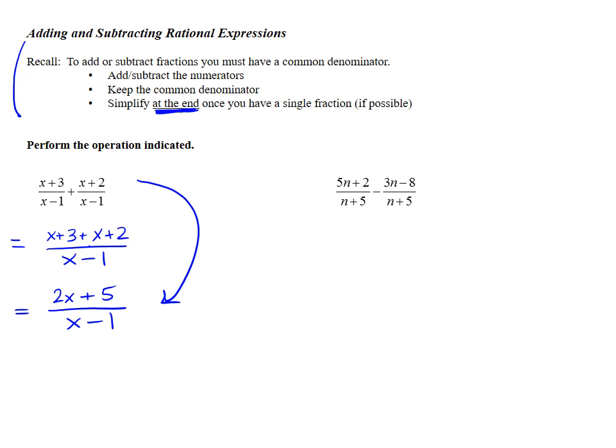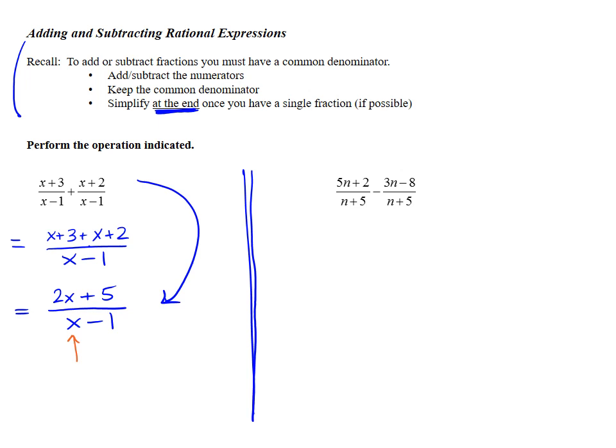Be really careful not to cancel the x's there. The x is not a factor of the denominator. This x is not a factor of the denominator because it's not common to the entire denominator, so it cannot be canceled. So just remember that you can only cancel things that are multiplied by the entire numerator or the entire denominator, not added or subtracted.